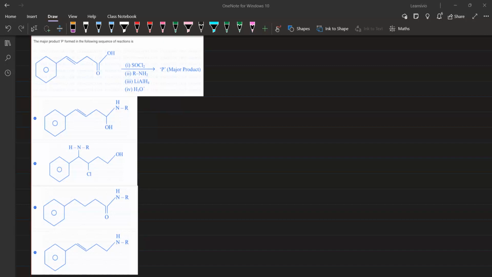So in such problems, okay guys, here what is happening? Please see. SOCl2 means what? OH will be replaced by Cl. You'll have something like this. The benzene ring is as it is. 1, 2, 3. Double bond O, and you will get Cl. The double bond here.